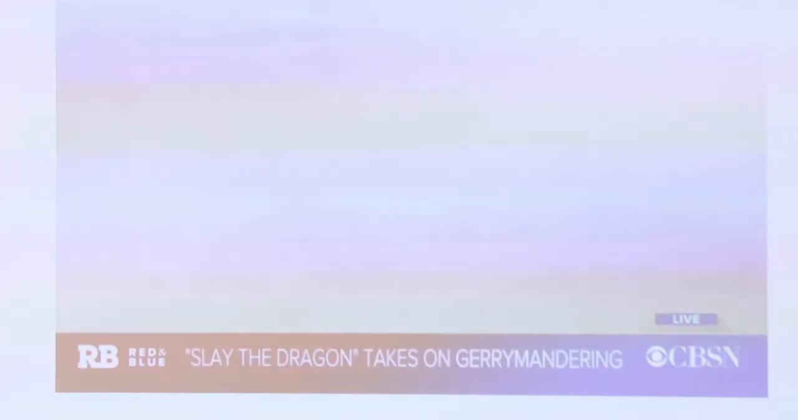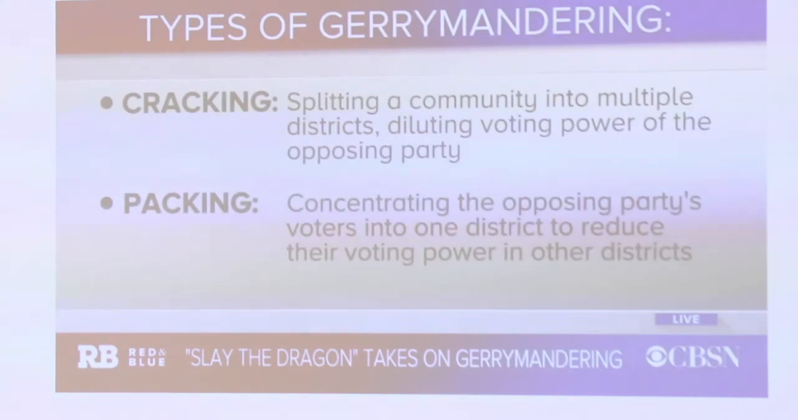Now, I think for a lot of Americans, the issue of gerrymandering is a little confusing. If you could break it down for us, there are two main types, correct? Packing versus cracking. Okay. Can you explain the difference? They're very related to each other.